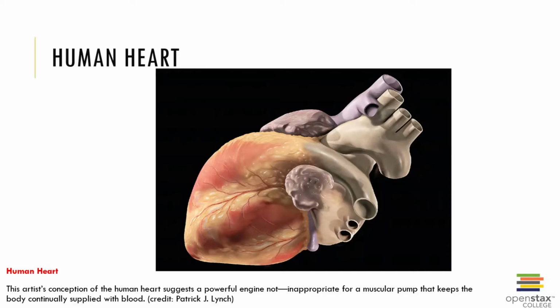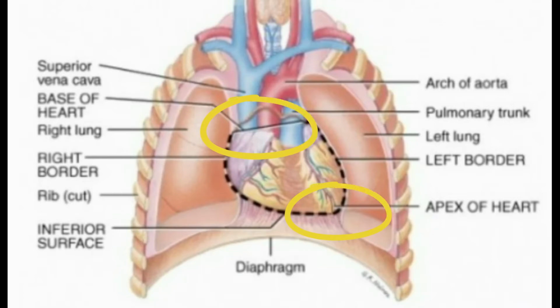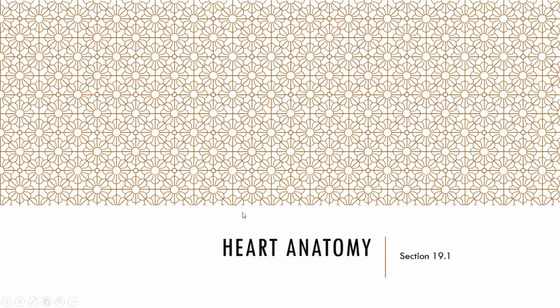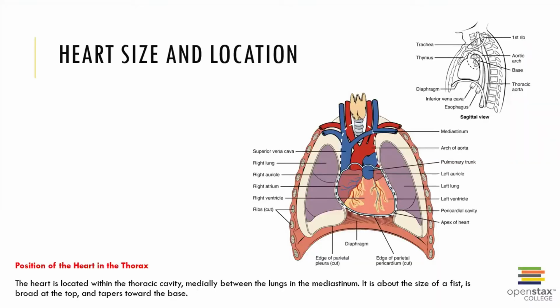It's shaped like an inverted cone with the pointed apex oriented down and the broad flat base oriented up. You can see those both here. A typical adult heart measures about 5 inches, measuring from the base to the apex. So let's look at some more of the anatomy here.